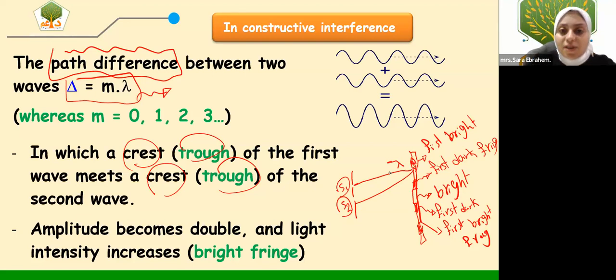So the path difference in constructive interference is equal to m times wavelength. M can be 0 at the center, or 1 for the first, 2 for the second, and 3 for the third.